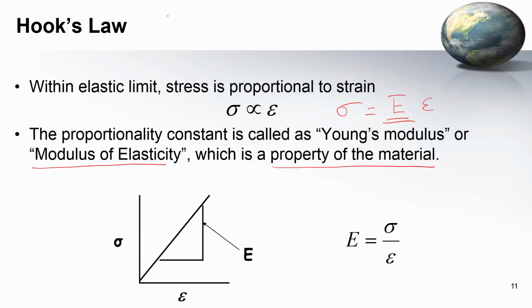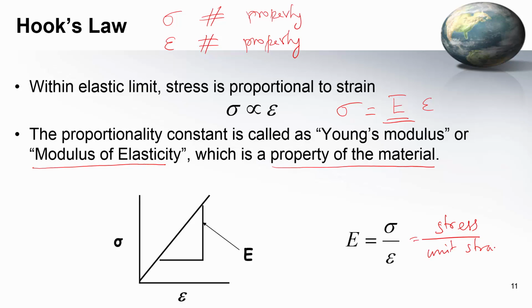This is important. Stress is not a property, because stress is the force I am applying on a biological material. It's not a characteristic of the material. The strain, even though it depends on the stress, is the reaction of the biological material to an applied stress, and it's still not a property because it depends on how much force I applied. But the stress per unit strain, meaning how much stress is required to create a certain unit deformation, is a property.